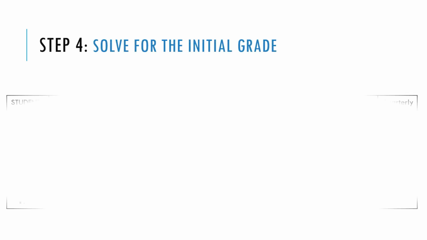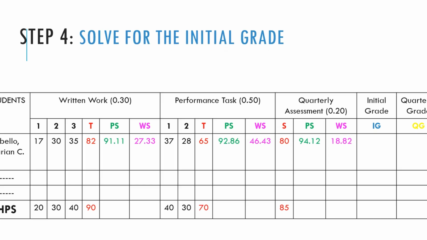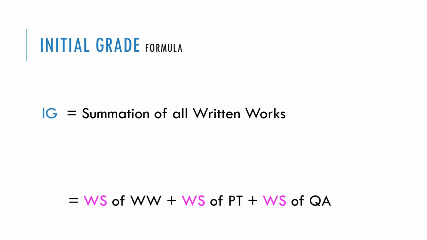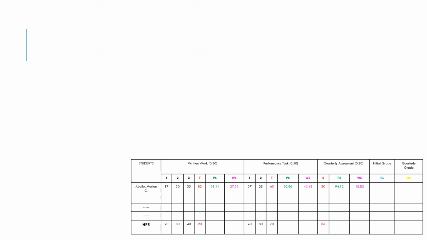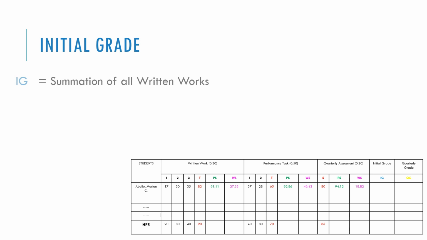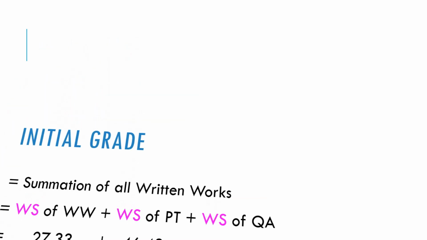Yes, we're almost done. So the second to the last step is to solve for the initial grade. How do we do it, Mommy? Easy. Here it is. We just simply add all the weighted scores. Really? Yes, as simple as that. So by adding the three WS, we have 27.33 plus 46.43 plus 18.82, we have 92.58.